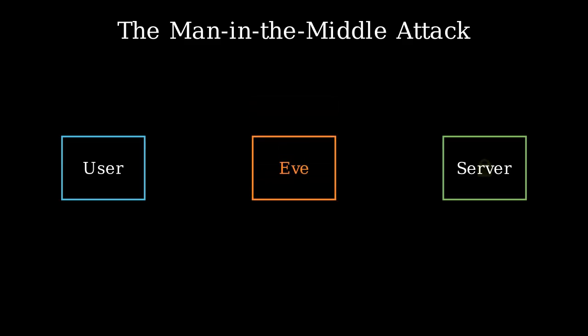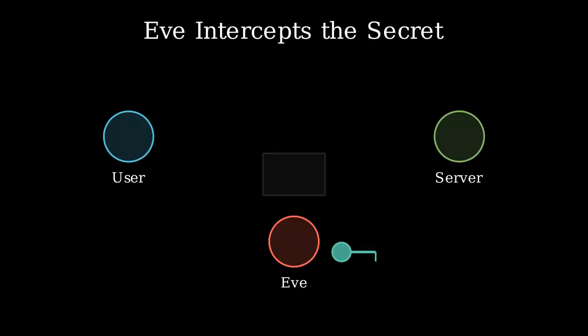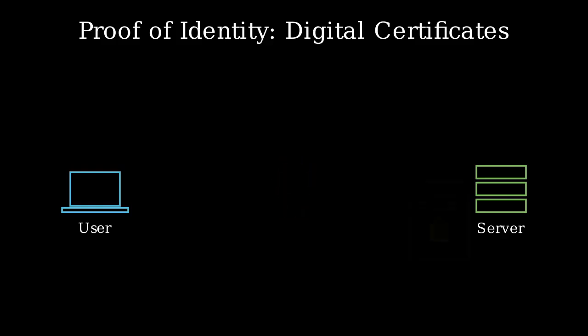But wait, we have a fatal flaw. What if the eavesdropper intercepted the connection early on and sent you her own padlock? You would lock your secret with her padlock, and she could read everything. We need proof of identity.